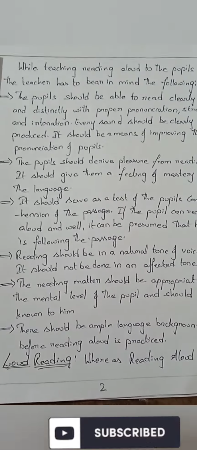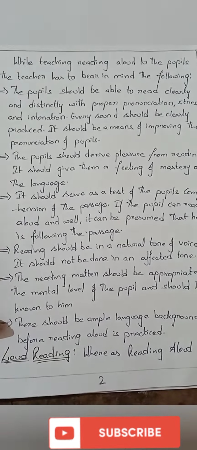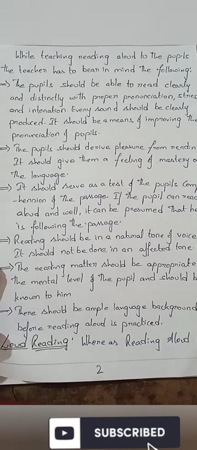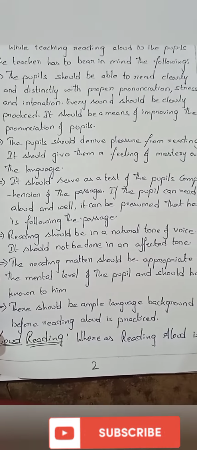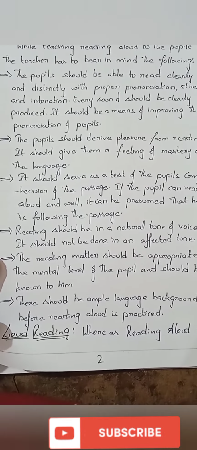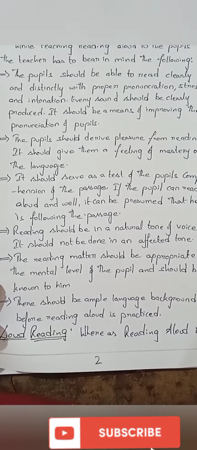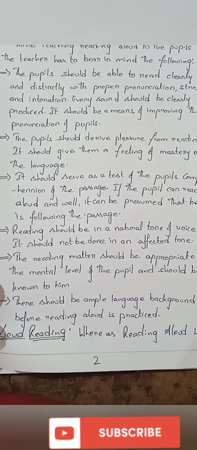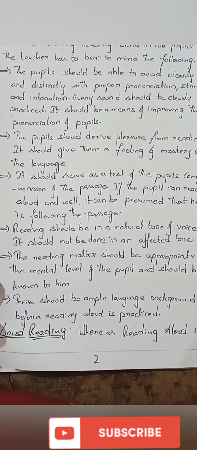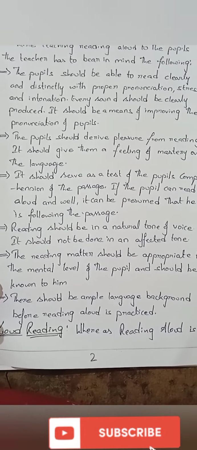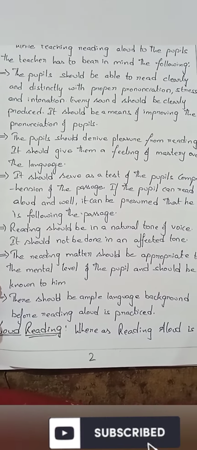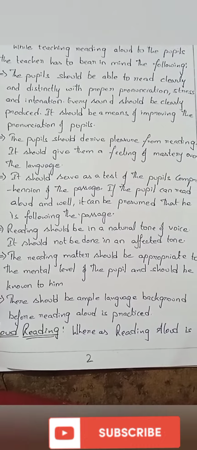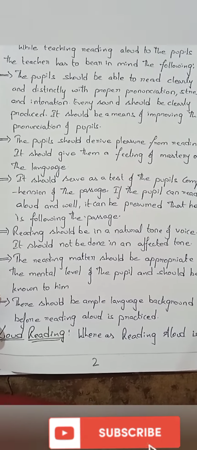While teaching reading aloud to the pupil, the teacher has to bear in mind the following. The pupil should be able to read clearly and distinctly with proper pronunciation, stress and intonation. Every sound should be clearly produced. It should be a means of improving the pronunciation of pupils. The pupils should derive pleasure from reading. It should give them a feeling of mastery over the language. It should serve as a test of the pupils' comprehension of the passage.